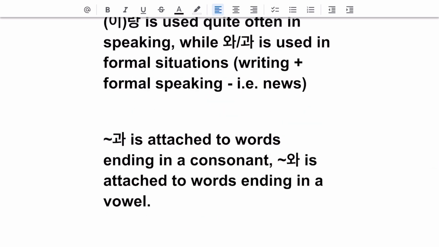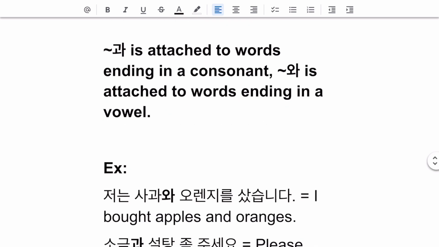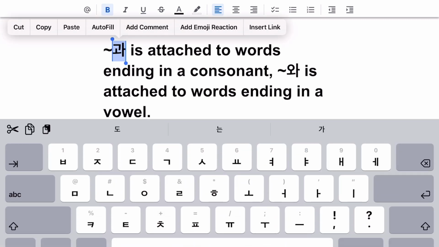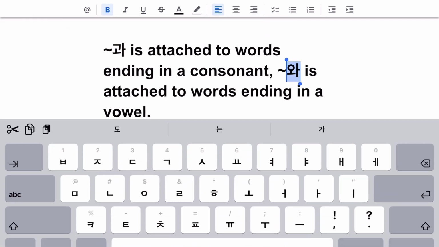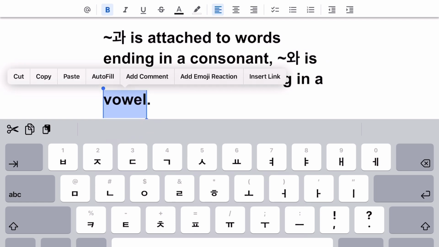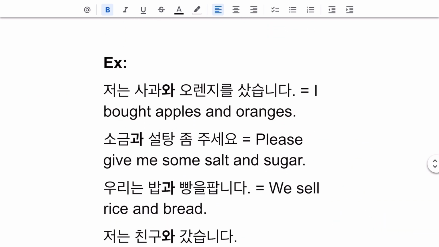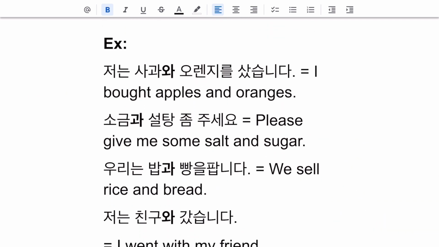와 and 과, let's start with these, because even to me they seem kind of complicated, because they're kind of weird, right? So 과 is attached to consonants and 와 is attached to vowels. Very interesting. So here we go, a few examples. 저는 사과와 오렌지를 샀습니다. I made sure to put everything in this as more formal. I bought apples and oranges. 소금과 설탕. 소금, salt. 설탕, sugar.